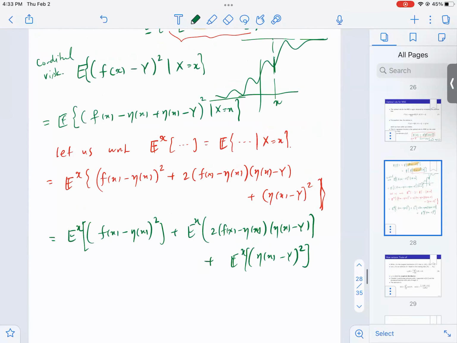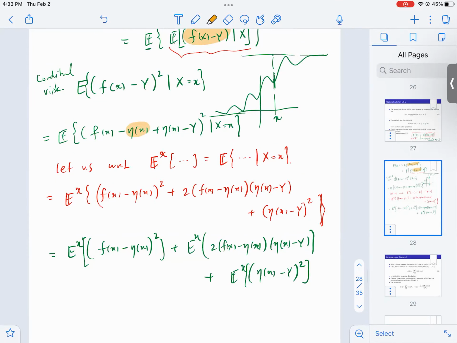What I did, I just subtracted and added this guy, which is really the conditional expectation of y given x, or in the notation that I'm using here, expectation x of y. Okay, that's our true regression function. Just expand it and then put the expectation there. Sounds good. Add and subtract this, square the thing and then expand. Sounds good so far.